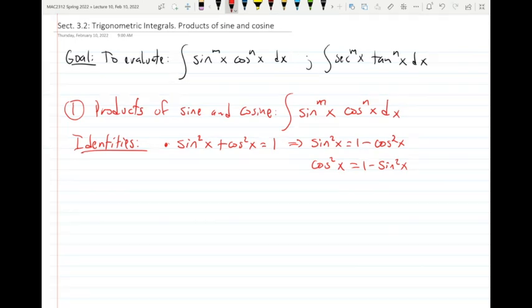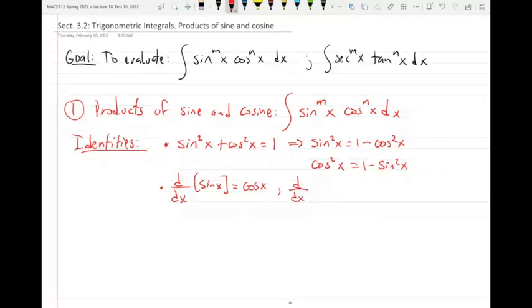Okay, so of course, this is also useful to know: derivatives, right? So what's the derivative of sine? Cosine. We're going to need this. And also the derivative of cosine?